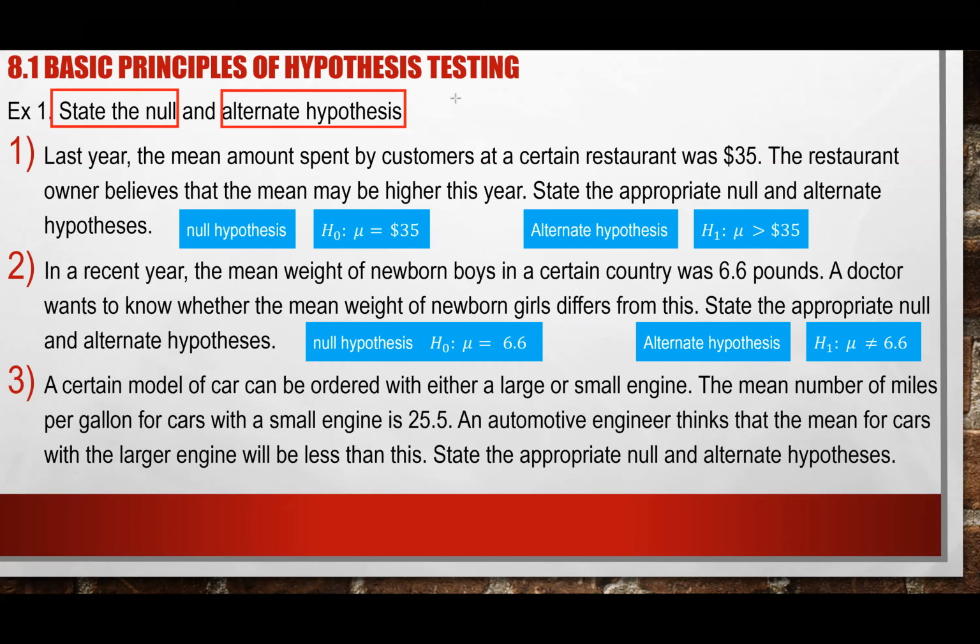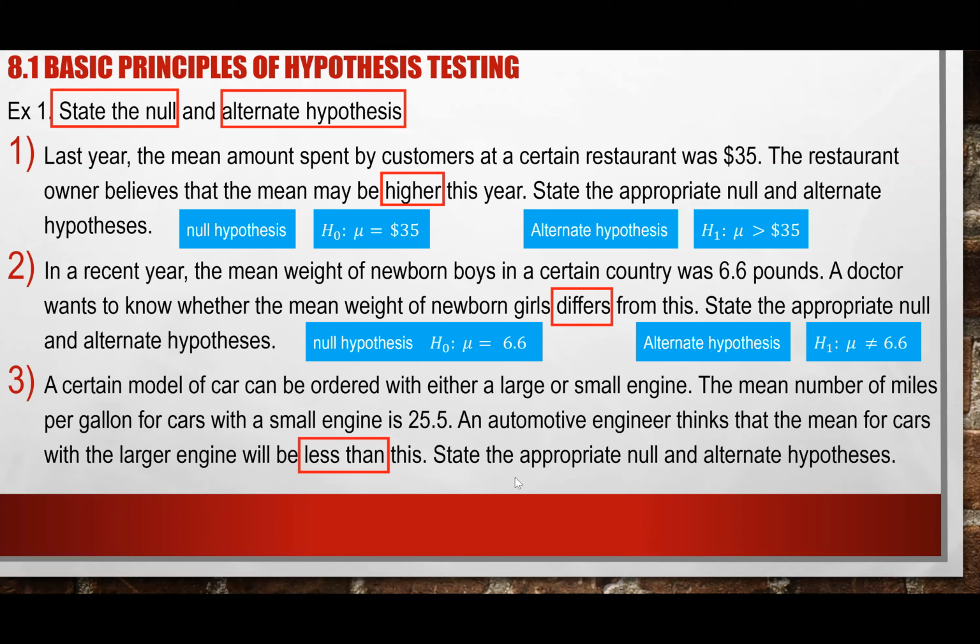The information they give you right here is higher than, which is your greater than sign. The information they give right here is different. Different means not the same. Not the same means not equal to. So we say not equal to. And again, whatever the information they give you, they say that the automobile engineer thinks that the mean for the car with a larger engine will be less than this. What is this? This is the 25.5. This is the mileage per gallon of gasoline that the truck or the car consumes.